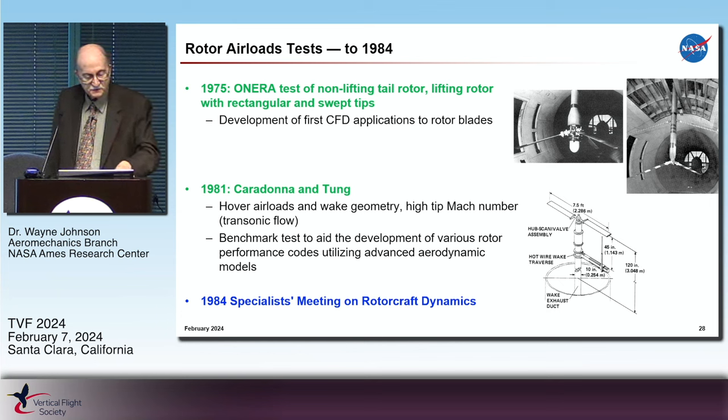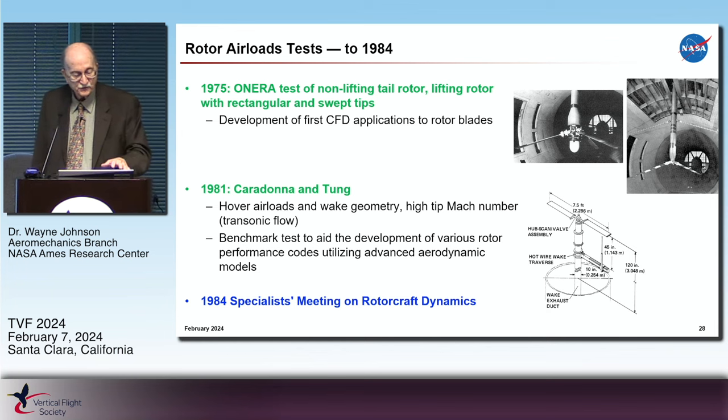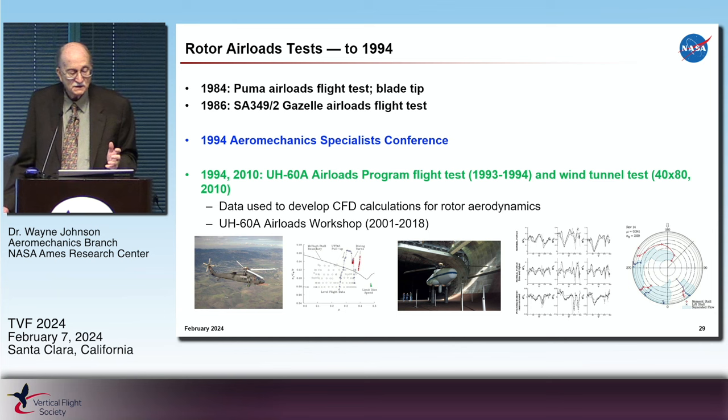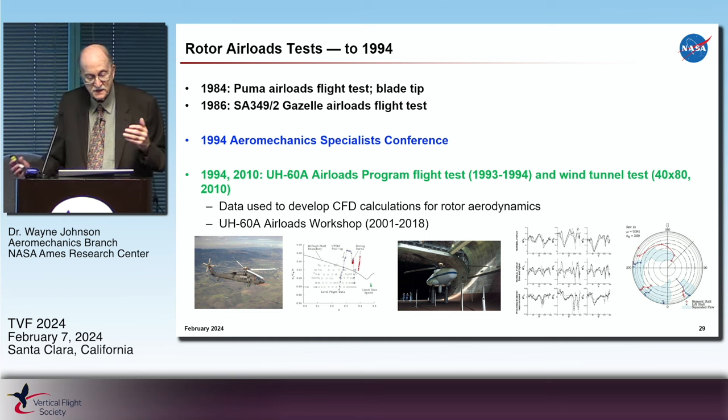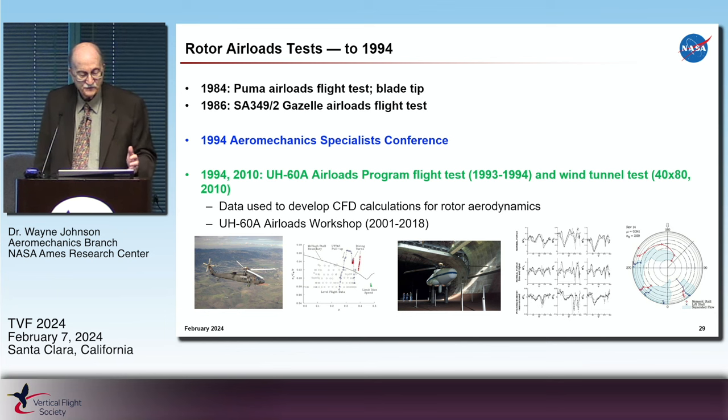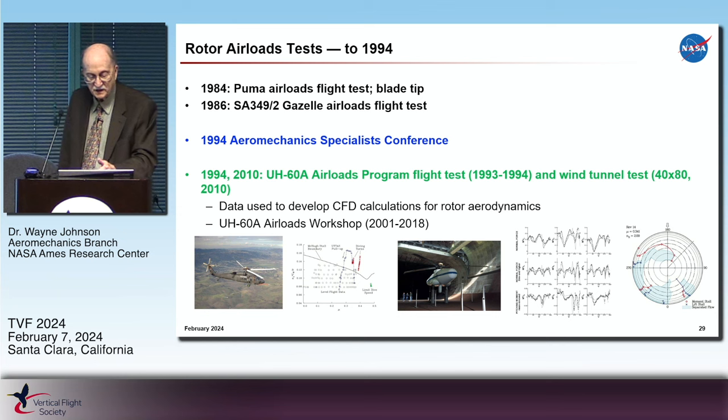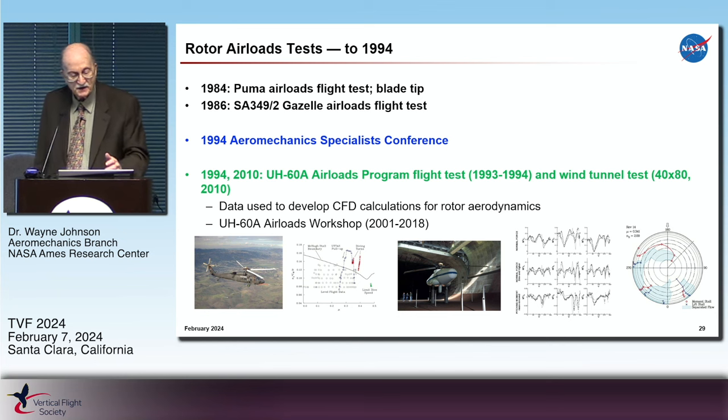In the early 90s up to 2010, the UH-60 airloads program. I think that's the next huge milestone in airloads testing, both the flight test and wind tunnel test. It's been used to develop CFD calculations. It's been of tremendous value. The figure shows the flight test points. The ones on the right show the map of the dynamic stall and also some of the airloads data.